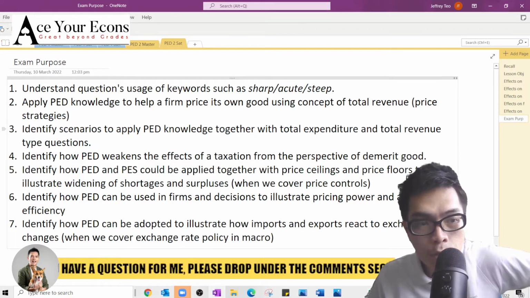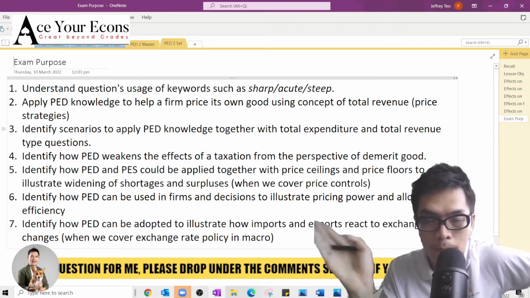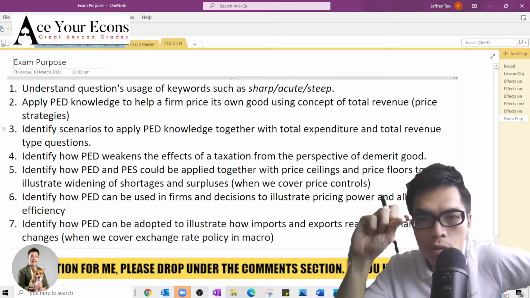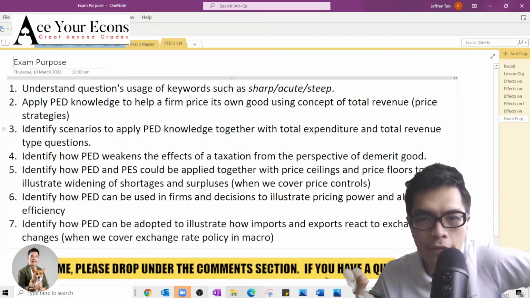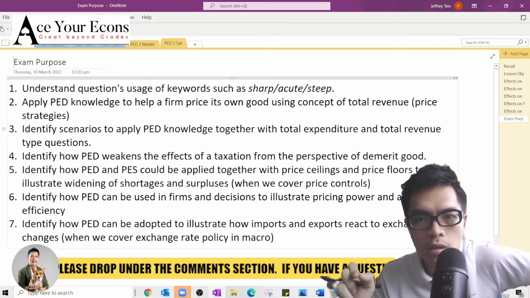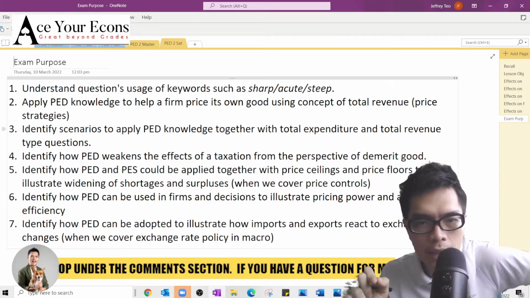So item 3 is what we have spent time on earlier. I have shifted your supply curve, and we need to make certain assumptions on your PED in order to justify your TE and TR. We'll find out how it is going to be tested immediately later.